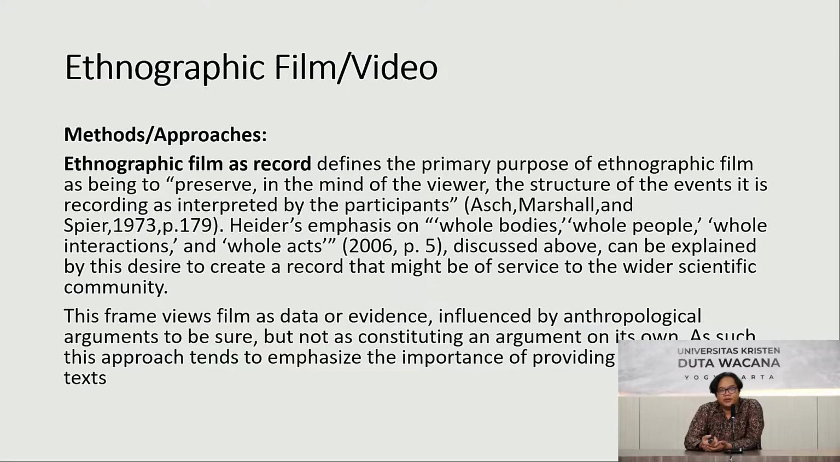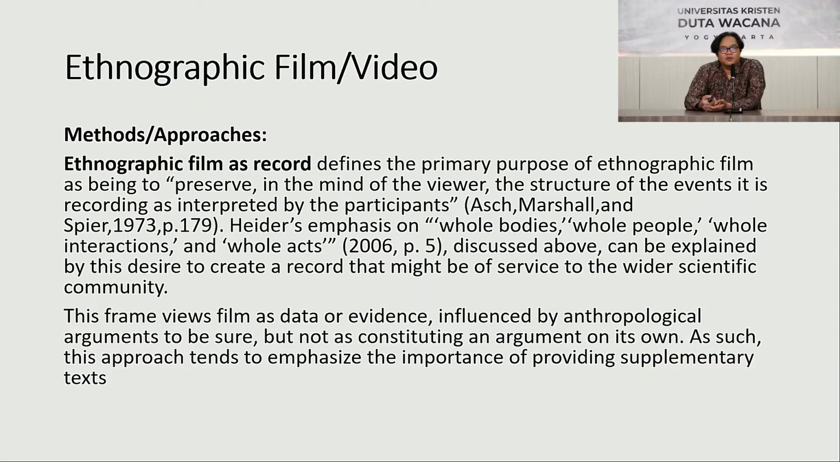It is ethnographic film or video, or the use of film or video as ethnographic research tools. And there are several methods or approaches that usually apply to this process of making film using ethnographic approaches. The first one is ethnographic film as a record.